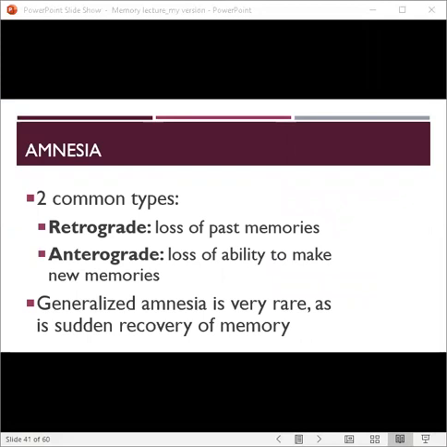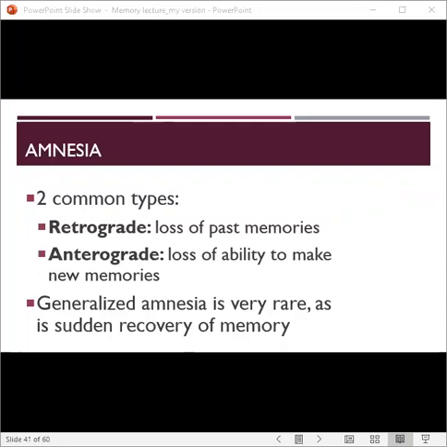So where are memories stored? Well, we know that the hippocampus is critical, but learned information is not stored permanently in the hippocampus itself. As we've discussed, memories distribute themselves among different areas throughout the cortex. But I do want to talk a little bit about amnesia, or the loss of information.